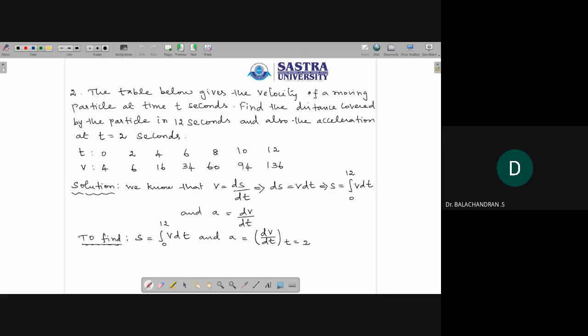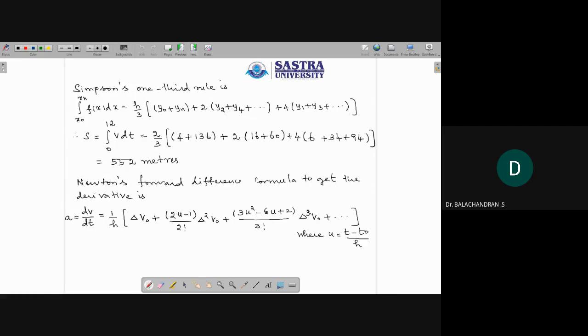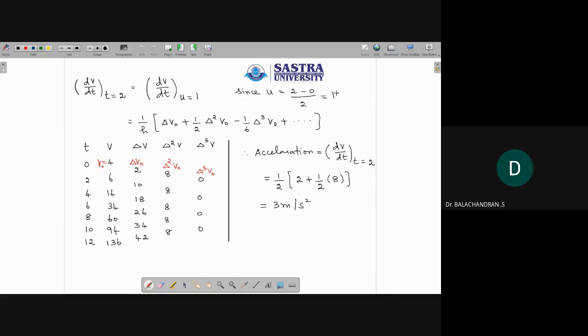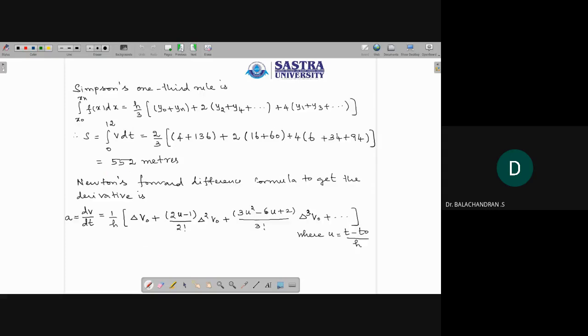You can get u from this, but what is t? It is given in the question. t is 2, t naught is 0, the common difference is 2, so h is 2. So t minus t naught, 2 minus 0, divided by 2, that is 1. So u equal to 1. So if u equal to 1, substitute u equal to 1 in this formula.